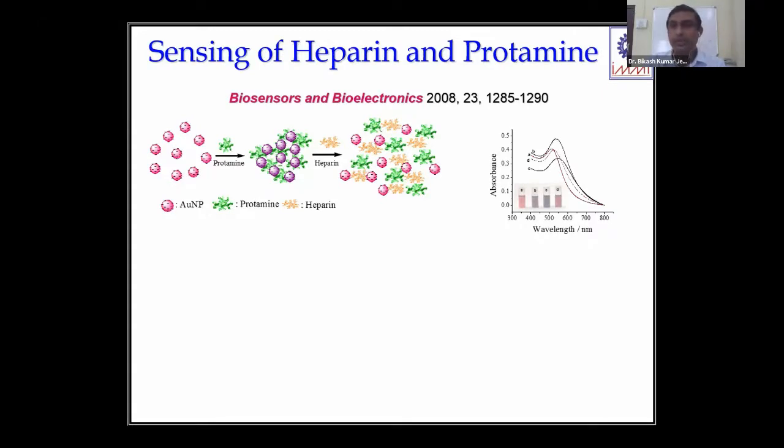So we have planned to use gold nanoparticles. How can you use gold nanoparticles for optical sensing of heparin and protein? What we did, we synthesized some gold nanoparticles using sodium citrate as a stabilizing agent. It is very simple. I'm just going to show you how we synthesized it. It's a very few minute experiment.